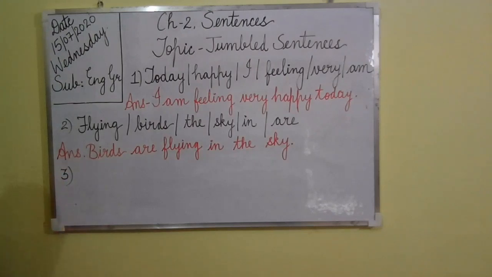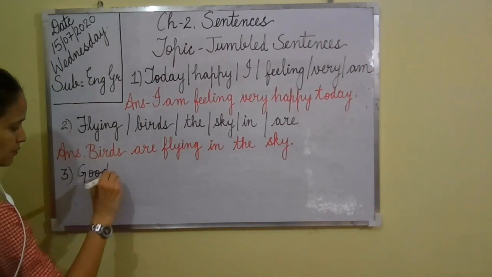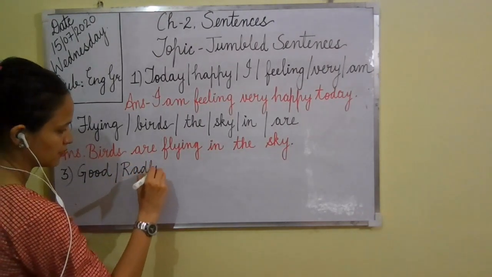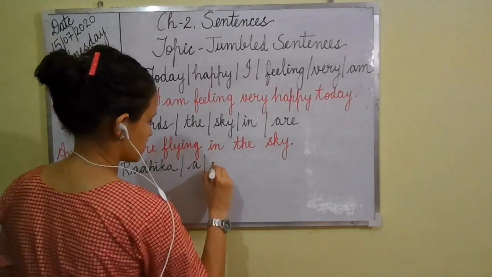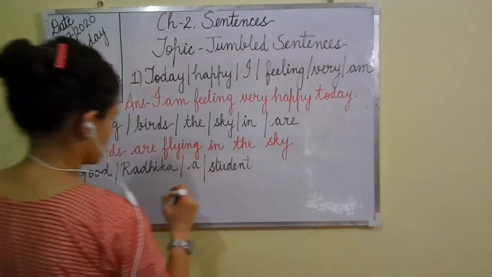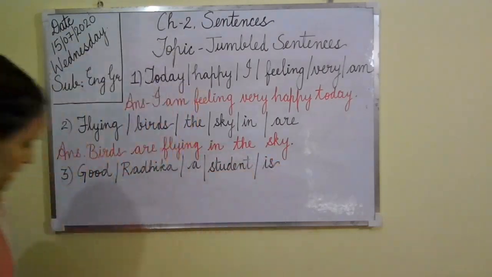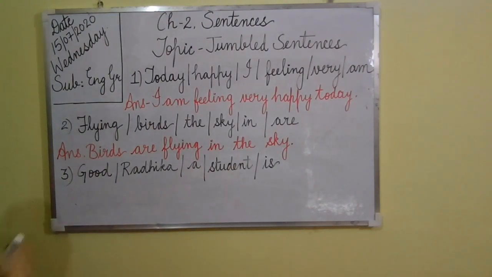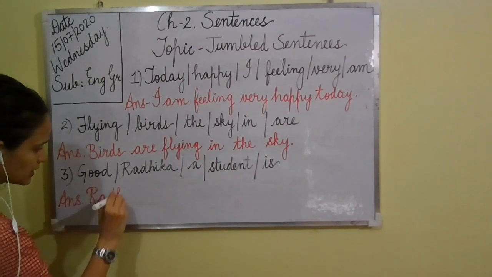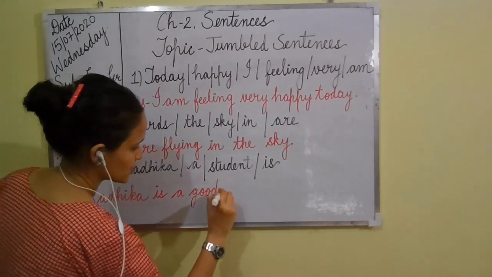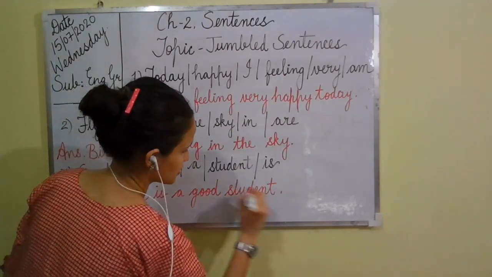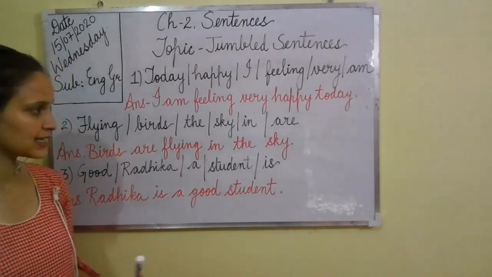Next one is: good, Radhika, a, student, is. Okay, so good Radhika a student is. Iska sentence kya hoga? Correct sentence. What will be the correct sentence? Radhika is a good student. Radhika is a good student. Correct? I hope आपको ये समझ में आ रहा है अच्छे से. These are the jumbled sentences.